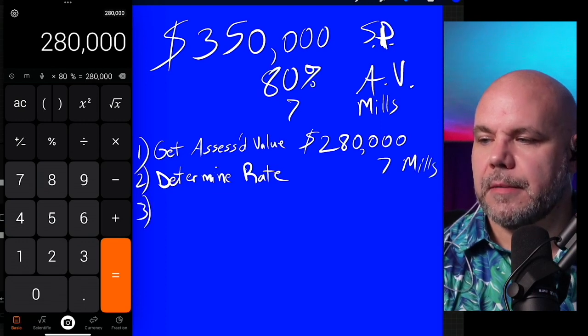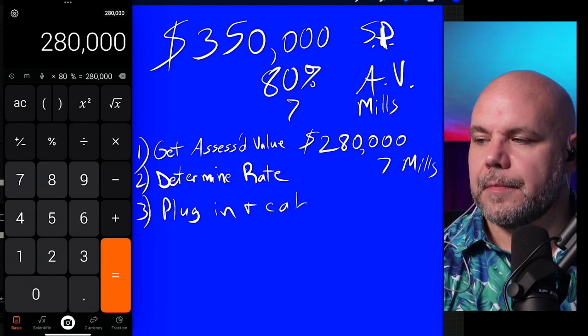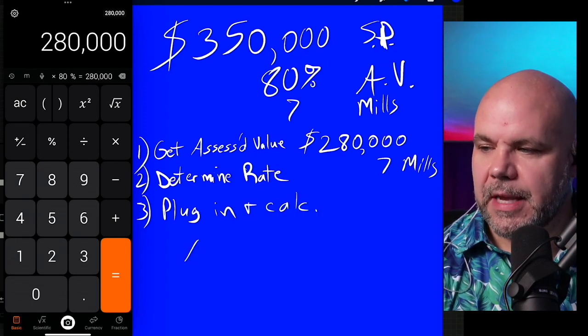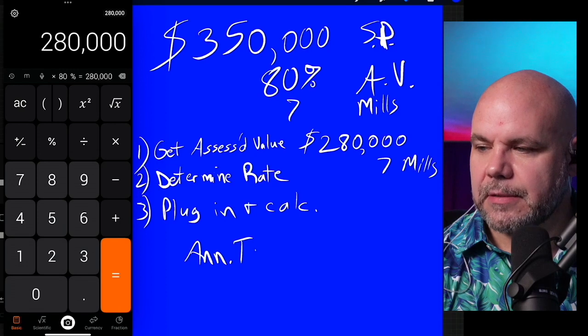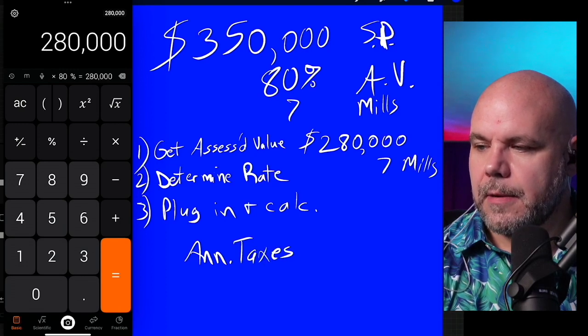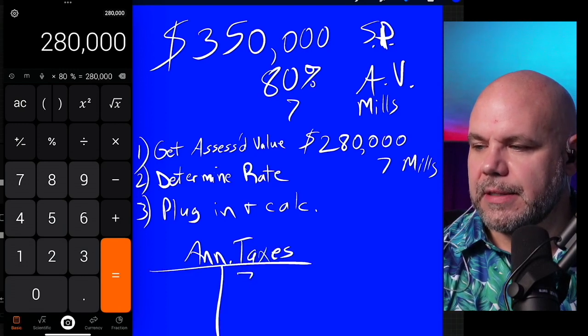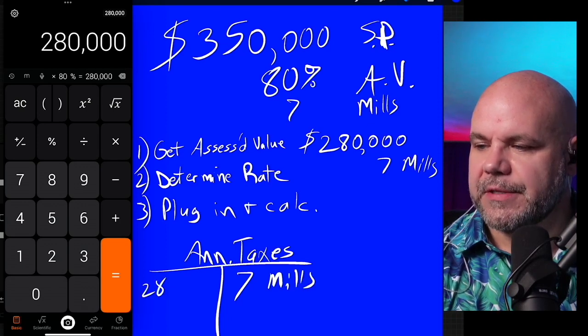Step 3, plug it in and calculate. How do we plug it in? The tax circle, whatever she looks like. On the top there, the rate is 7 mills, and on the bottom, the assessed value is the 280.